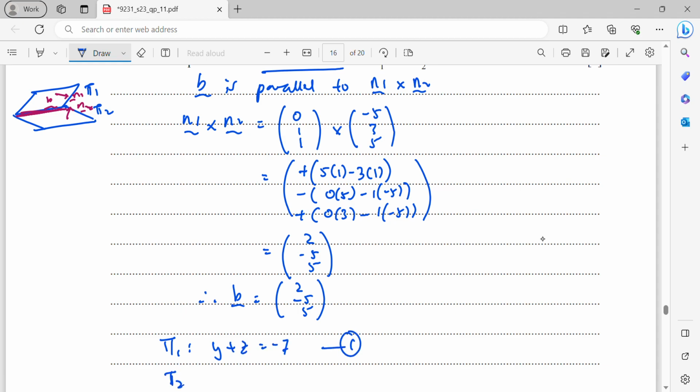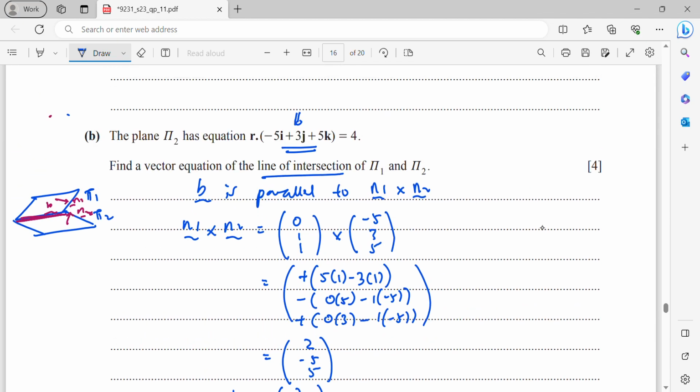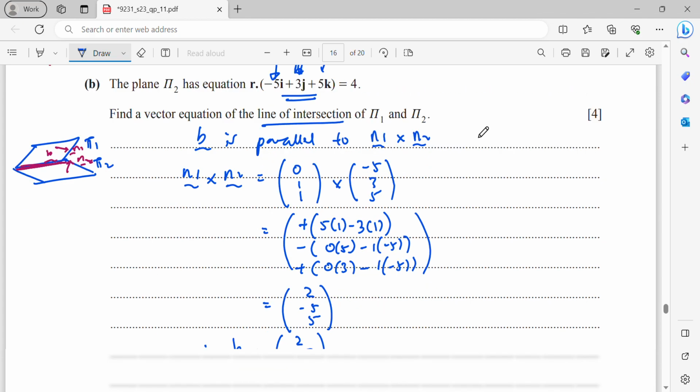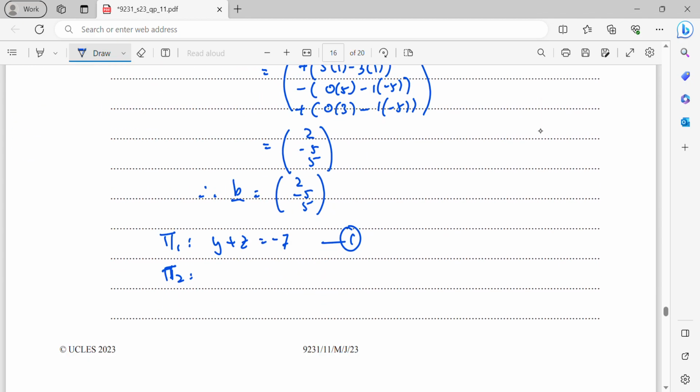So the pi 2, right? This is pi 2. It's very simple. Just times the x to all the coefficients here: x for the i coefficient, j times y, then k times z. So I will get minus 5x plus 3y plus 5z equals 4. This is my second equation.